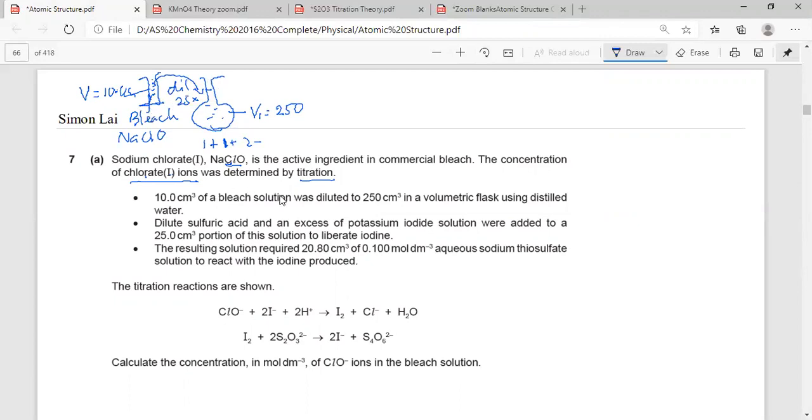And then here, 10 cm cube of dilute acid, H2SO4, and an excess of KI were added to a 25 cm cube portion of this solution. That means you take out a portion here. How much do you take out?